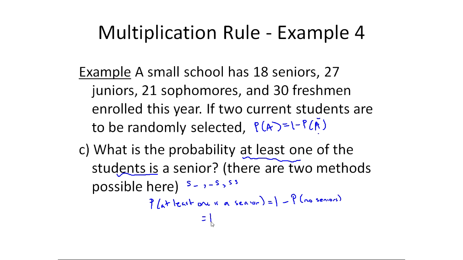Okay, so this is 1 minus. That means the first person's not a senior and the second person's not a senior. So probability first is not a senior and the second's not a senior.